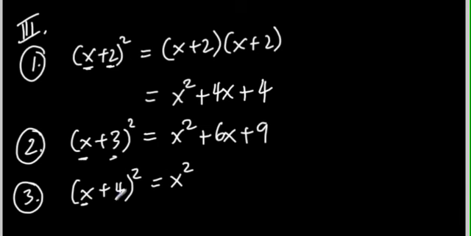So x times 4 times 2 is positive 8x. Plus, and then you square the last term, which is 16. So that's that. Let's do number 4. What is number 4? x plus 5 squared.